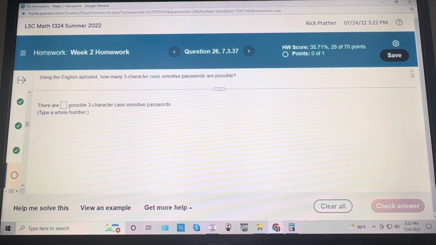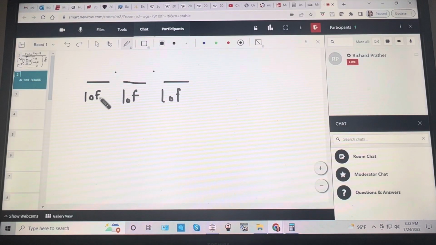Apparently we're doing English alphabet, 3-character, case sensitive. So that means capital and small case are different. There's normally 26 letters in the alphabet, but if you use both capital and small letters, then you have to choose 1 of 52 for this slot, 1 of 52, and 1 of 52. There's no restriction about you can't repeat anything, so it's just 52 times 52 times 52. If there were no repeats allowed, then it would go 52, 51, and 50.